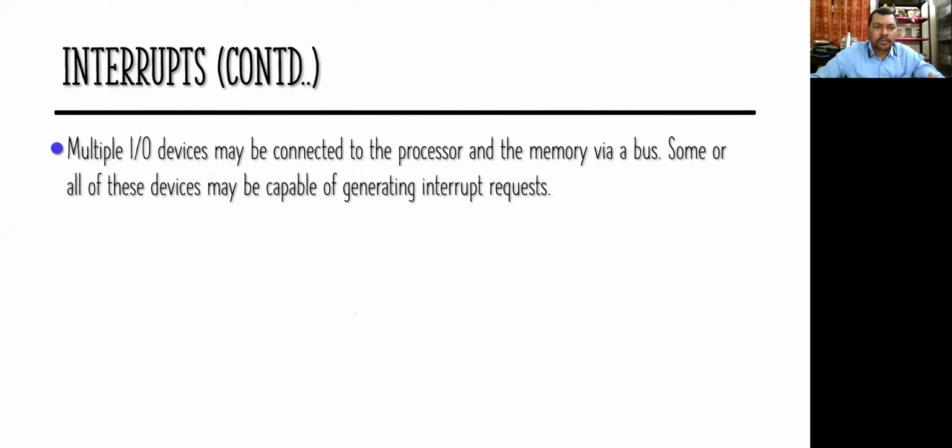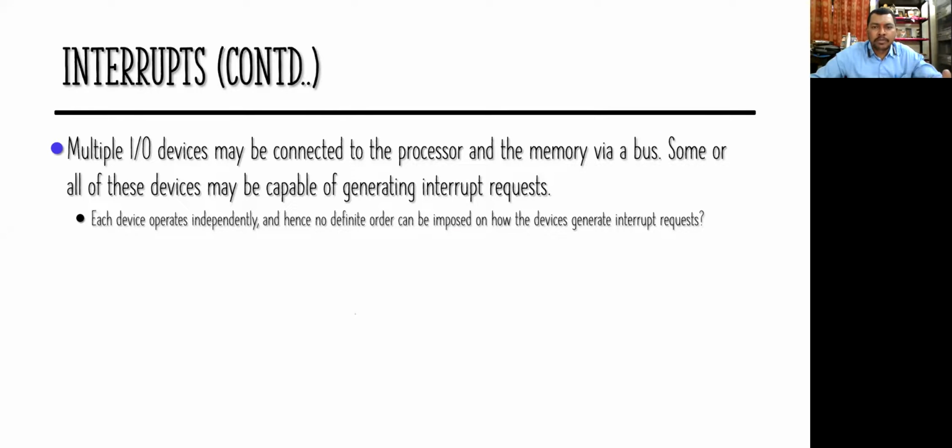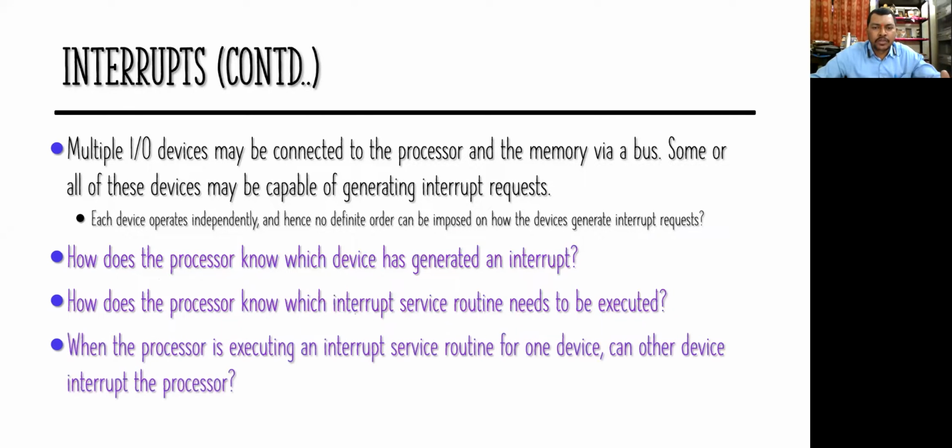I guess the time is running up. Only 3 or 4 minutes are there. So multiple input output devices, this we will continue in the next class. These are some of the questions. How does the processor know which device has generated an interrupt? These are some questions that we will be continuing in the next class.